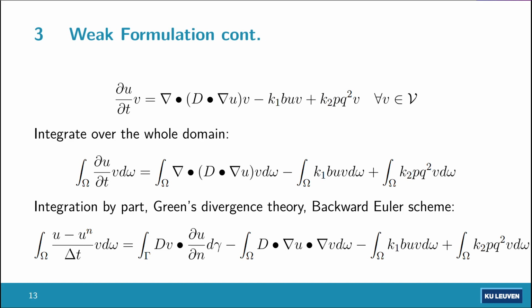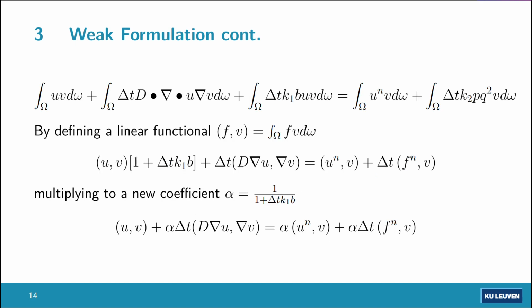If we write the equations and multiply them by any arbitrary function v, and integrate through the whole domain, and then use integration by parts techniques and Green's divergence theorem and the backward Euler scheme as a finite difference scheme for the temporal term, we can have this equation, which can be rewritten to a common form of weak formulation for diffusion reaction systems by defining a linear functional and multiplying it by a new coefficient alpha. So this is the final form of the weak formulation.